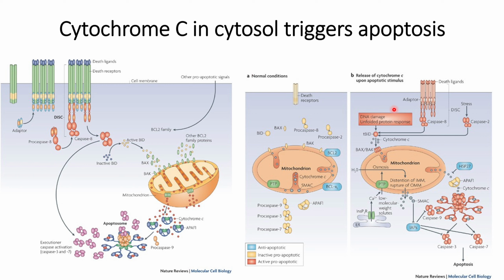So I hope you got the idea of how cytochrome C in the cytosol can trigger apoptosis, what the anti-apoptotic factors are that prevent the leakage of cytochrome C to the cytosol, and what the factors are by which cytochrome C release can be triggered. If you need to understand this in detail, you can go through the reference that has been provided in the description.